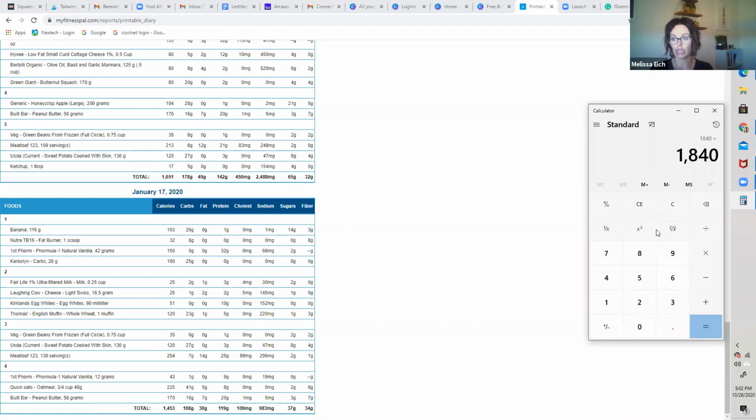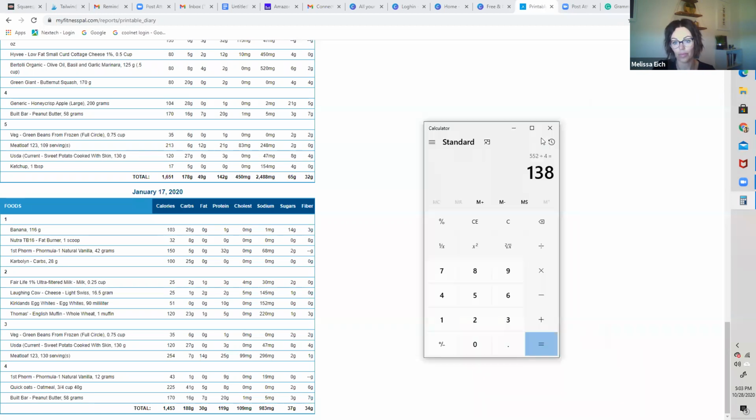So I'm going to do that times 0.3. This is the calories, remember, this is not your grams. So I have 552 calories. I need this to be in grams of protein. Now there's 4 calories per gram of protein. So I need to divide this number by 4. This is my protein number. So 138 grams of protein is my goal.